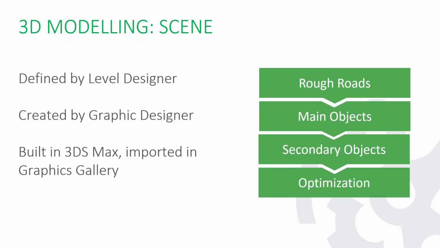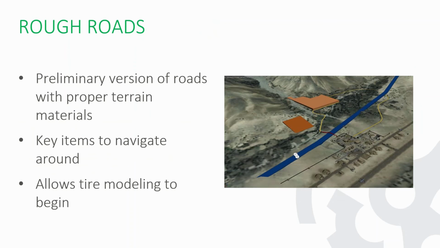So at first we start with just a rough layout: the roads, just a rough idea of what the terrain will be, to allow us to test the duration of the scenario and also identify any pitfalls that we might have. Then we place the main objects in the scene, then the secondary objects, and finally we do an optimization pass.